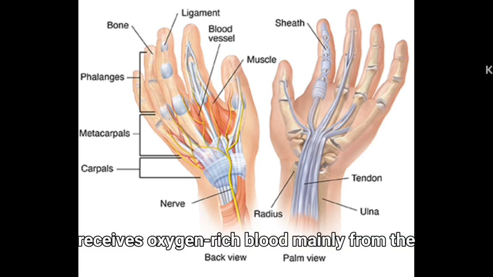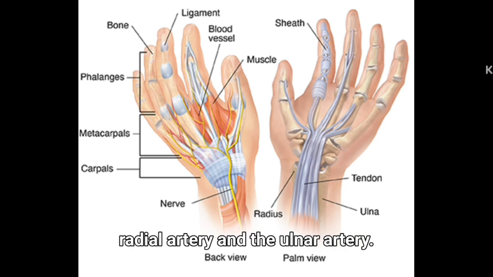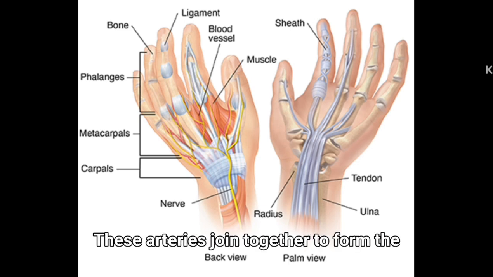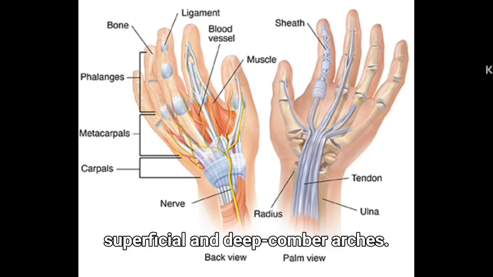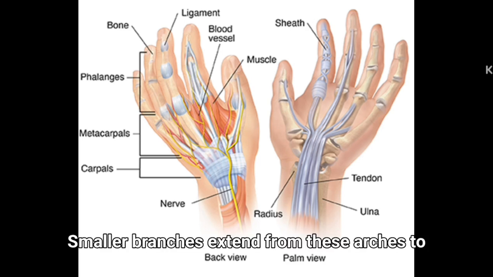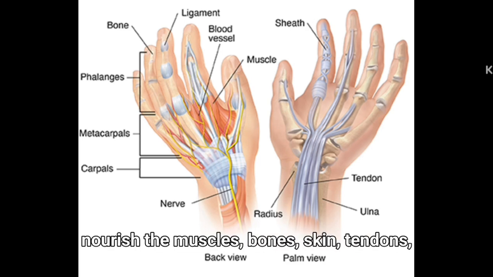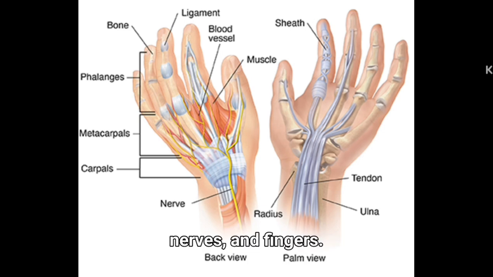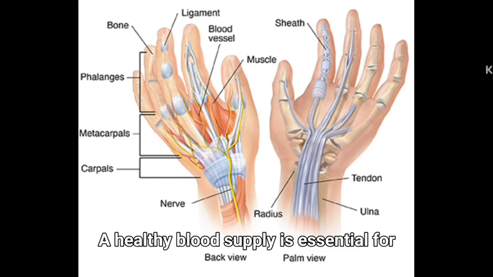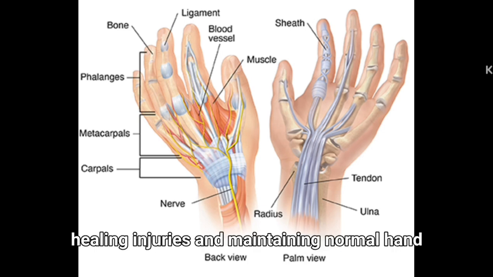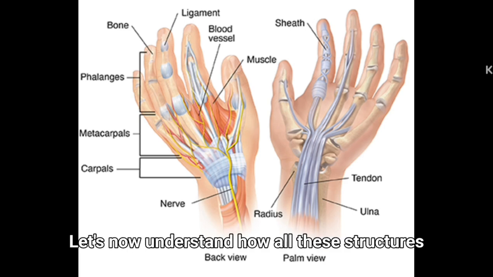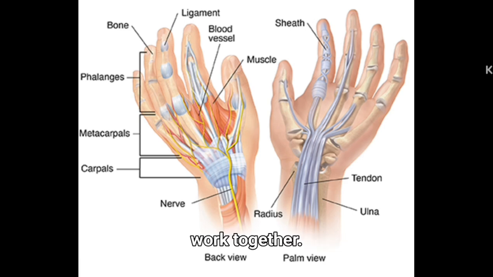The hand receives oxygen-rich blood mainly from the radial artery and the ulnar artery. These arteries join together to form the superficial and deep palmar arches. Smaller branches extend from these arches to nourish the muscles, bones, skin, tendons, nerves, and fingers. A healthy blood supply is essential for healing injuries and maintaining normal hand function. Let's now understand how all these structures work together.